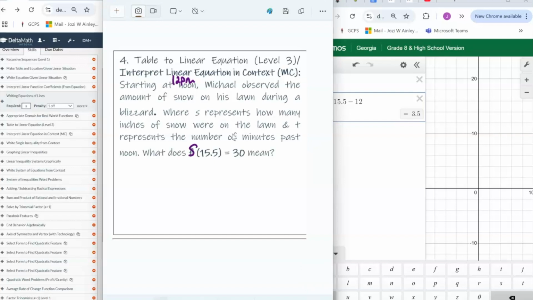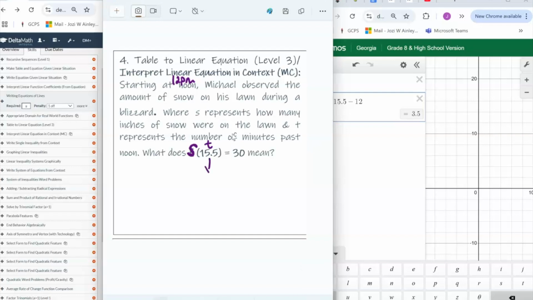So this should have been an S, to be honest. I apologize for the typo. How many inches of snow was in his lawn? And T represents the number of minutes past noon. So this is going to be T. So what is S as a function of time? Okay, what does this mean?